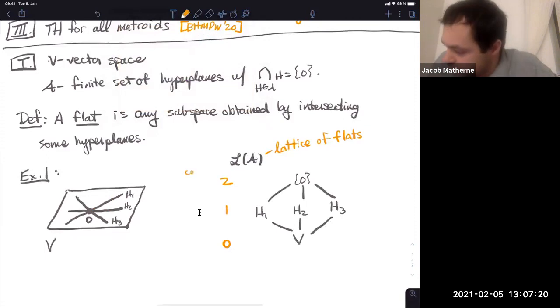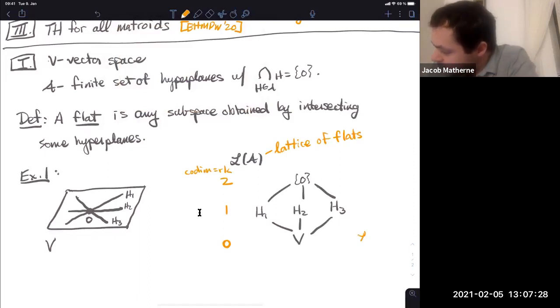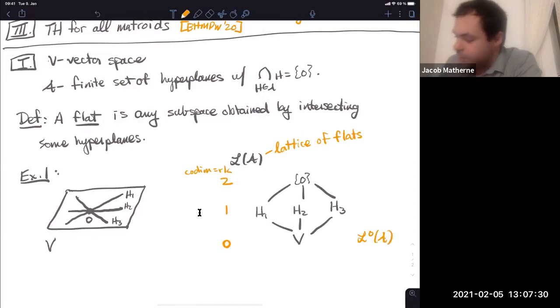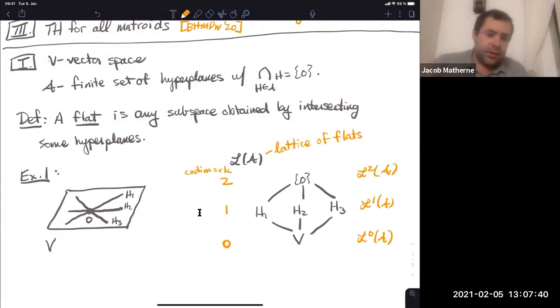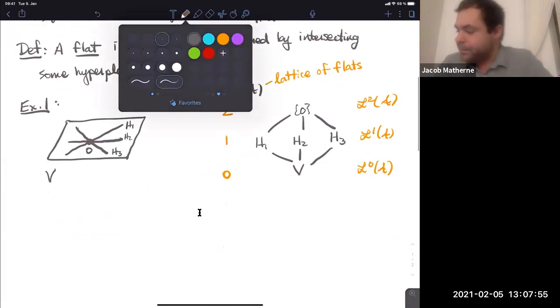Okay, so it's ranked by codimension. And let me just have some notation here. The set of all flats of rank 0 or codimension 0, I'm going to write L superscript 0, L superscript 1, L superscript 2, and so on. Okay, so the top-heavy conjecture is going to be some statement about the shape of this poset. And this poset is so symmetric that it doesn't really say anything interesting in this example. So let me show you a more interesting example.